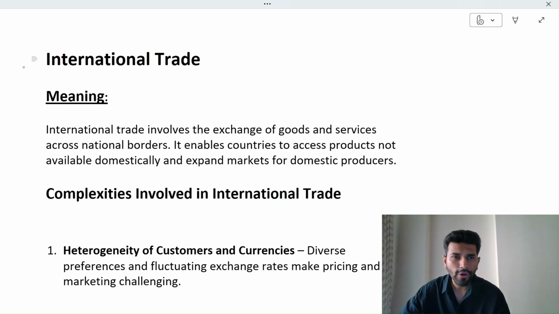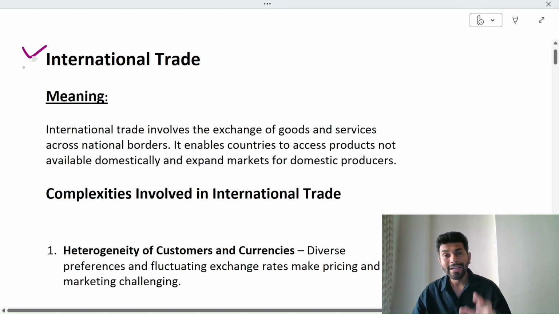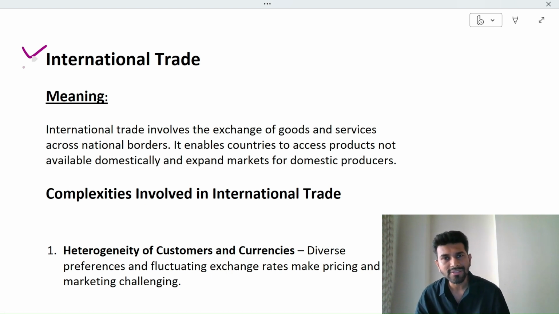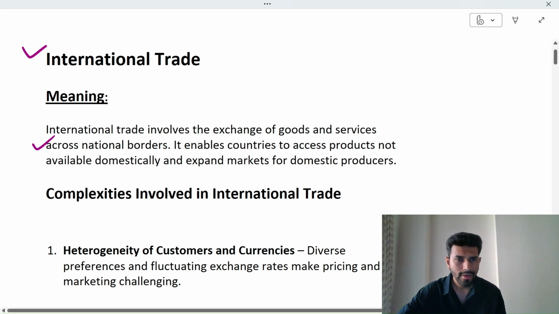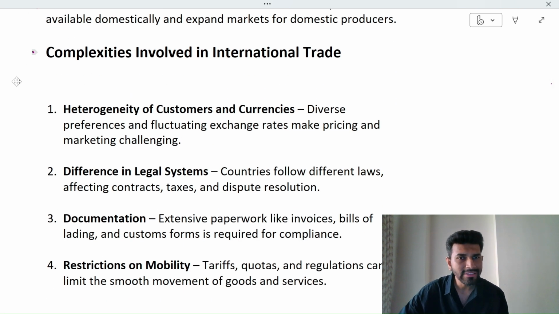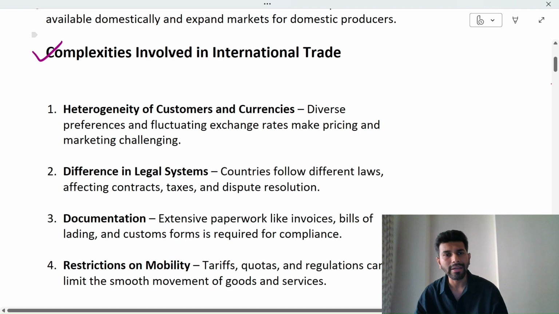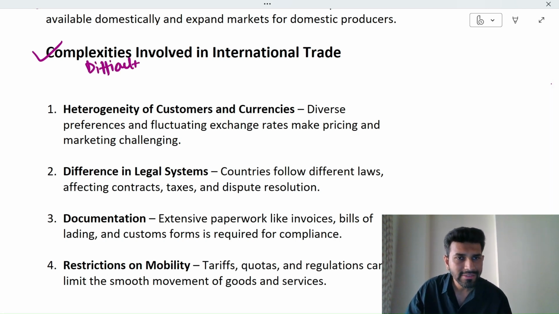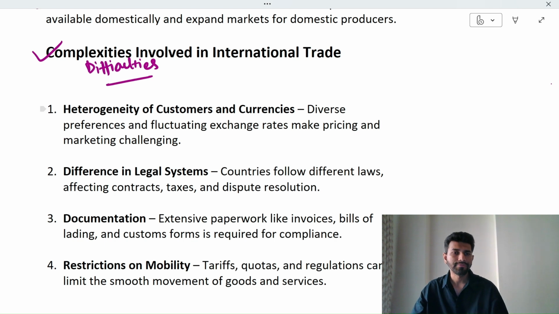Let's start with the meaning of international trade. International trade refers to the exchange of goods, services and resources across national boundaries. It also involves transactions in multiple currencies. Let's start with the complexities involved in international trade. Complexities means difficulties in international trade.